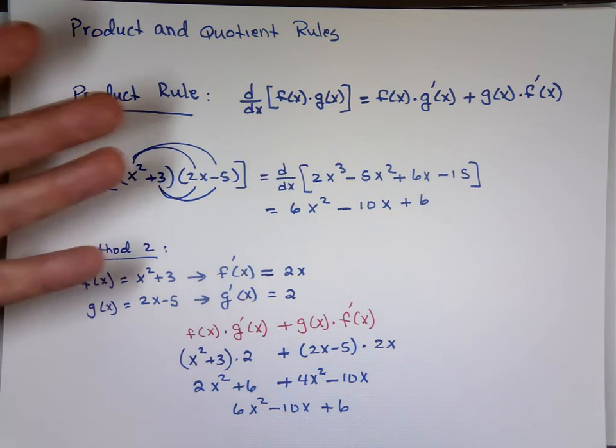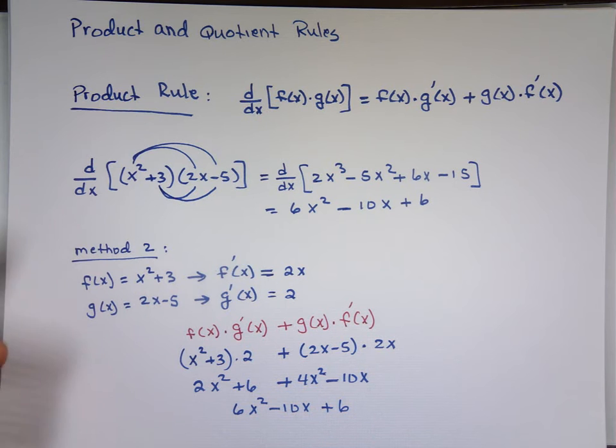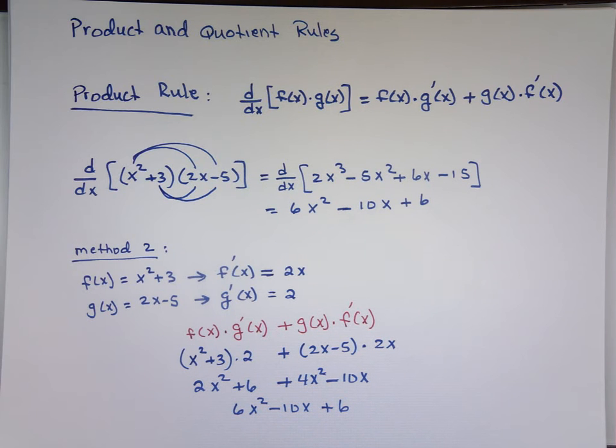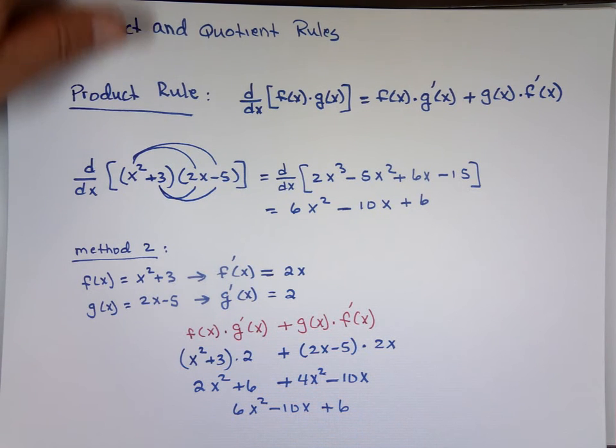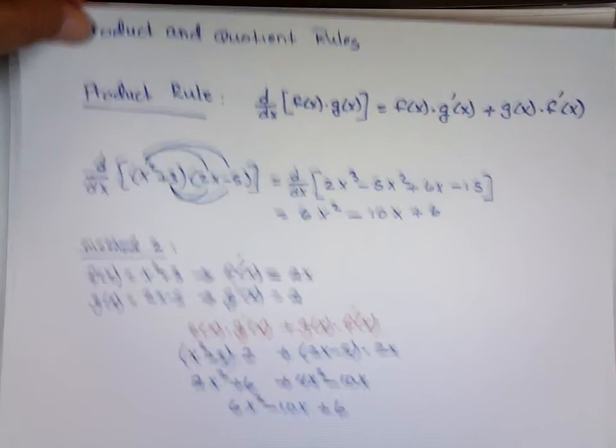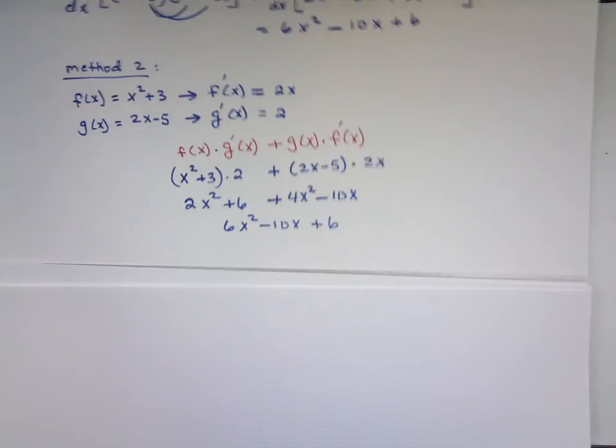Obviously the top one. But again, we're going to make the problem soon enough worse than this. This power is not going to be 1. When the power is 1, this is easier. Sometimes you don't have a choice. You have to use the product rule.